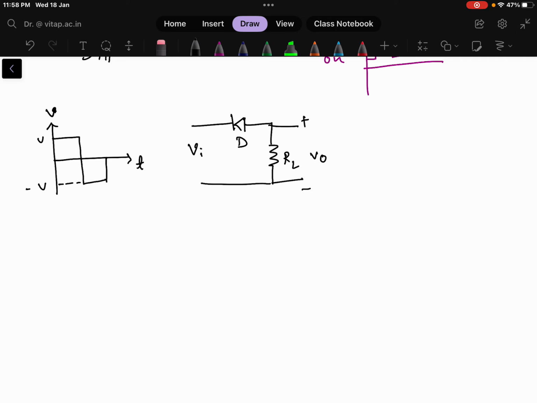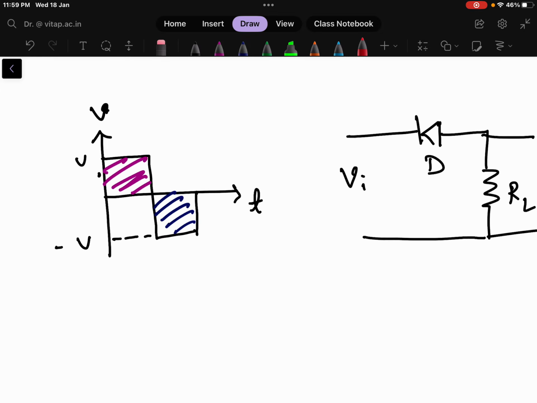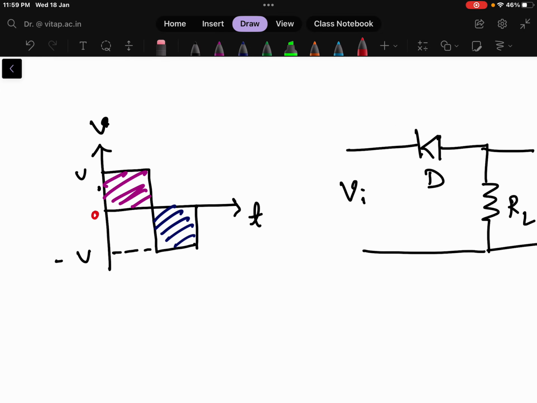So how do we analyze that? We have to analyze that in two parts. One is the positive part, and another will be my negative part. We will analyze this circuit for both separately, see what happens in both parts, and then understand what the output is and how it clips a part of the signal. In this case, this is my 0, this will be T by 2, and this is T. That means I am dividing the total waveform into two parts, one is 0 to T by 2 and the other is T by 2 to T.